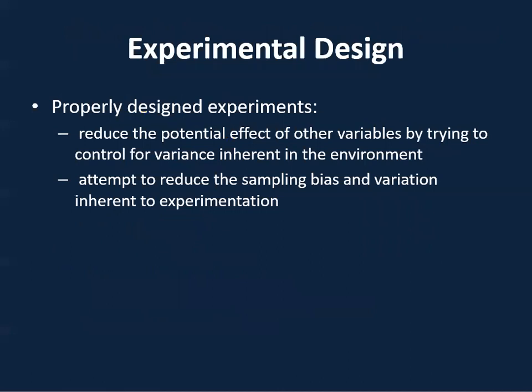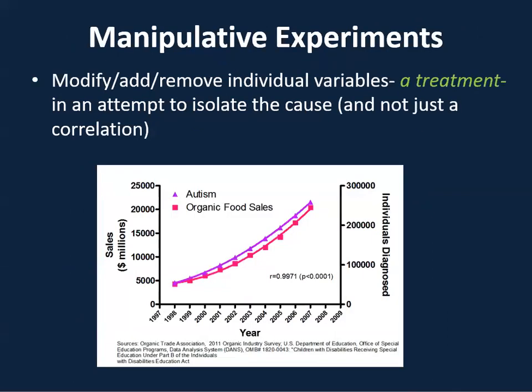So what is experimental design? It's basically how your experiment is properly designed. And you want to use this to reduce the potential effect of other variables by trying to control for variance inherent in the environment. And you want to attempt to reduce the sampling bias and variation inherent to experimentation.